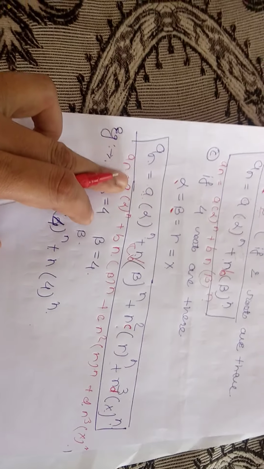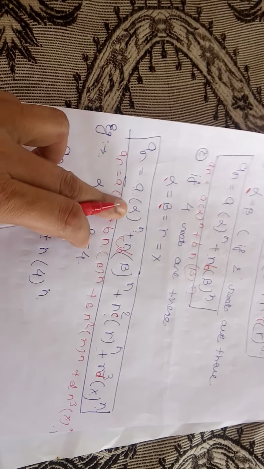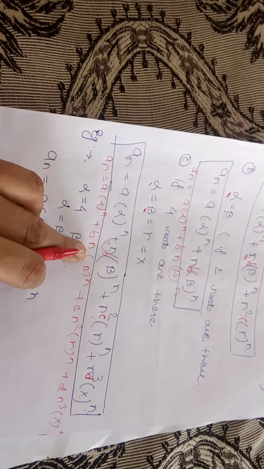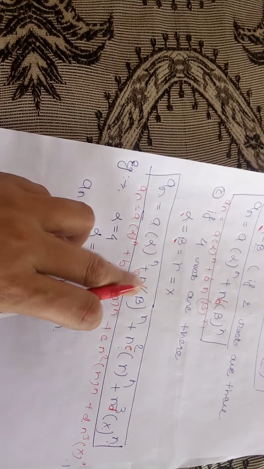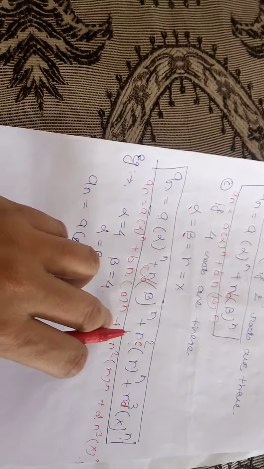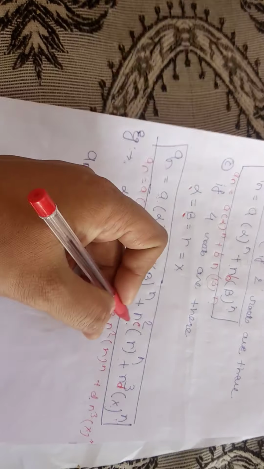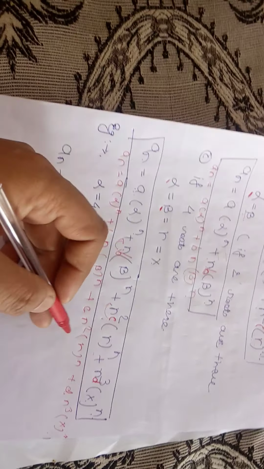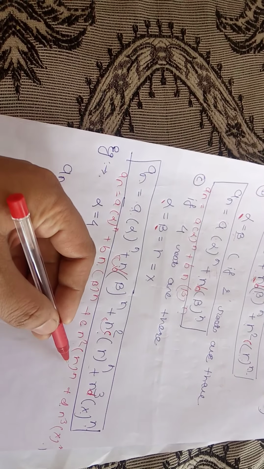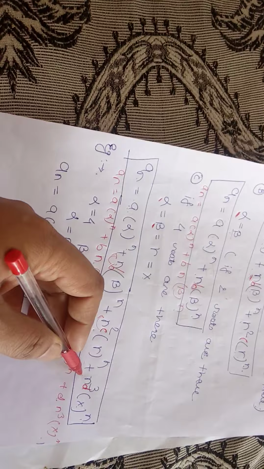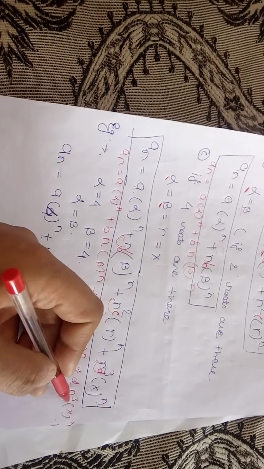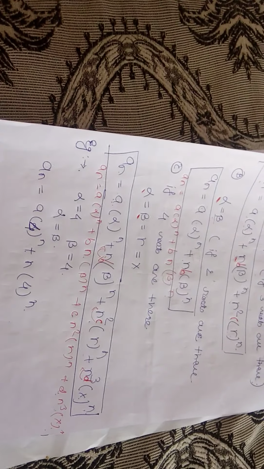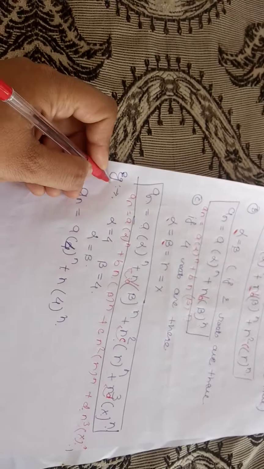So again I am writing a into alpha to the power n, plus, taking b here, b into n into beta to the power n, plus, taking c here, c into n square into gamma to the power n, plus, taking d here, d into n cube into x to the power n.